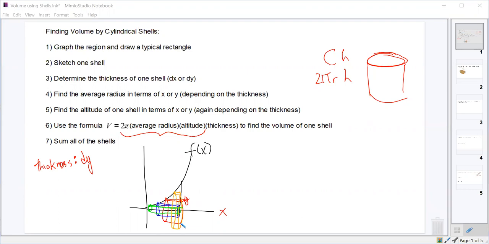So what we're going to do is find the volume of a generic one of these and say, if I can find the volume of one of those, then I can sum those volumes from the bottom of the region to the top of the region. Or if I was going around the y-axis, I would do it from the left part of the region to the right part of the region. Everybody good so far? Yes. Okay, so let's try to do this with an actual function.